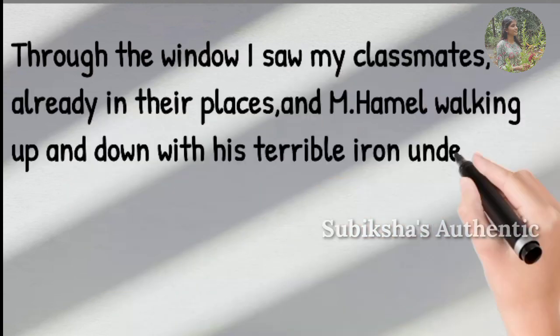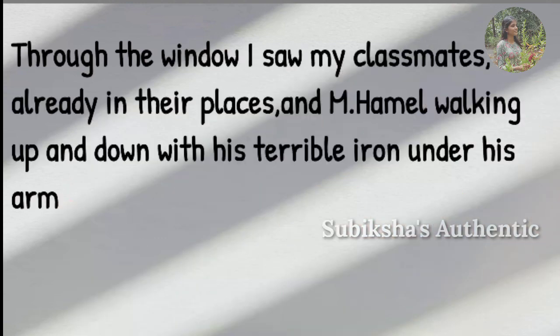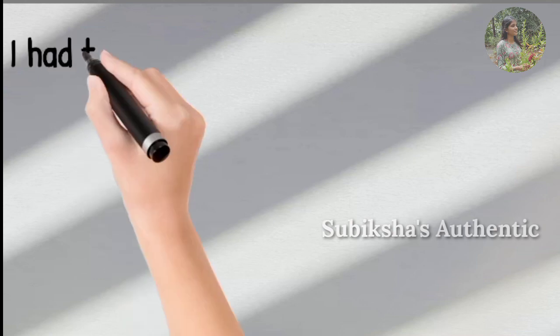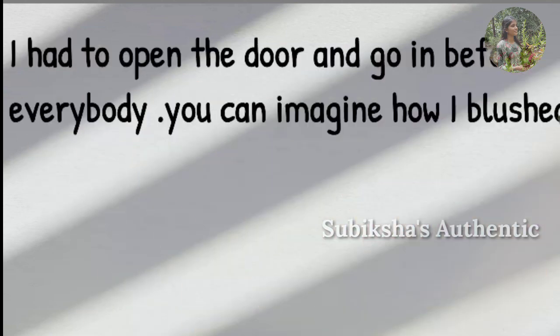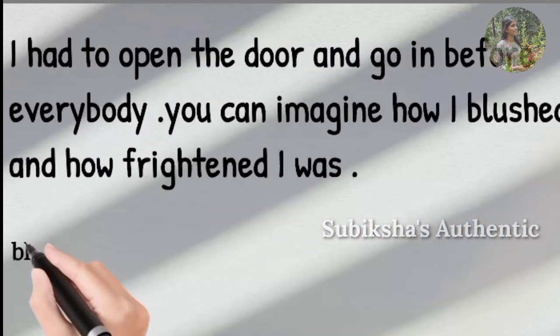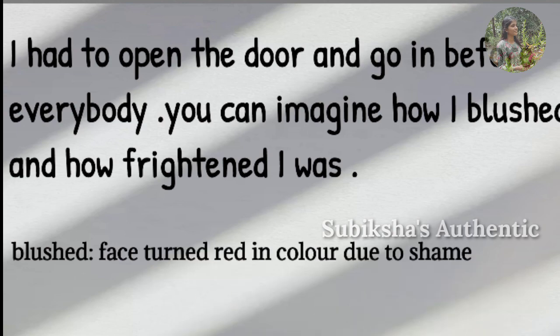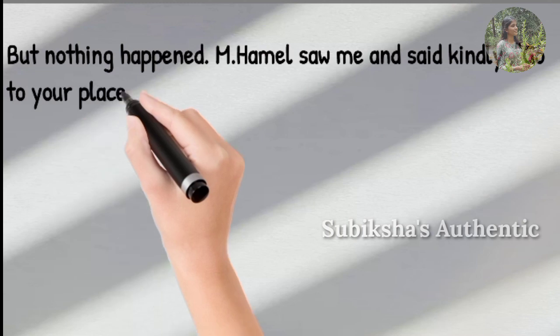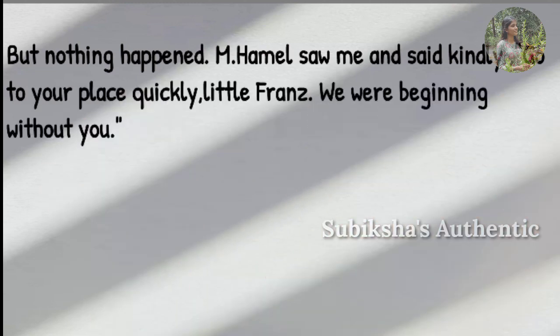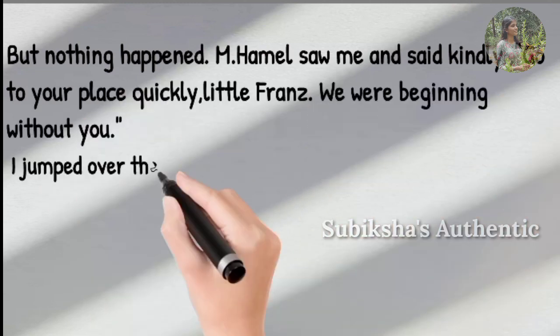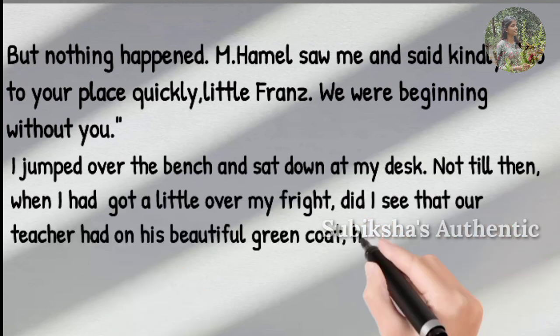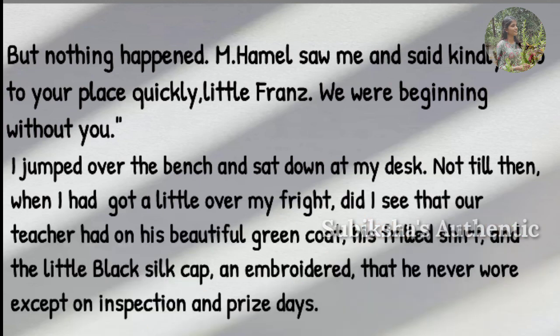Franz peeped inside his class and saw his classmates seated and M. Hamel, the teacher, walking in the class with a ruler made of iron placed under his arm. Franz feared a beating. Franz was ashamed of being late and feared a scolding as he had to enter the classroom in front of everyone. Franz found it strange as M. Hamel did not say anything and, on the contrary, politely asked him to get to his seat as the class was about to begin without him.